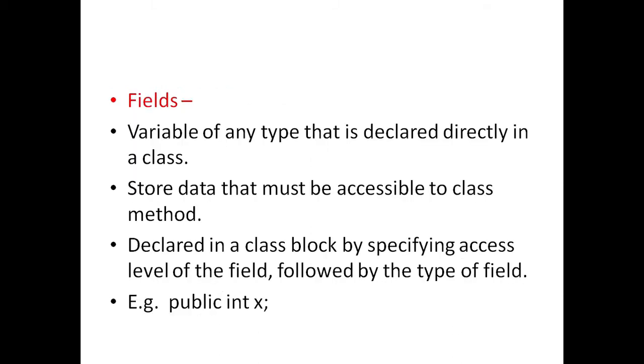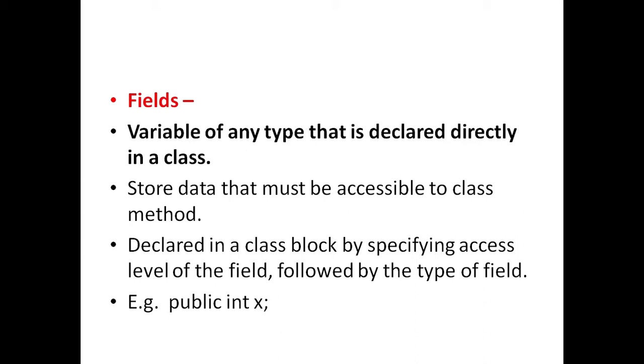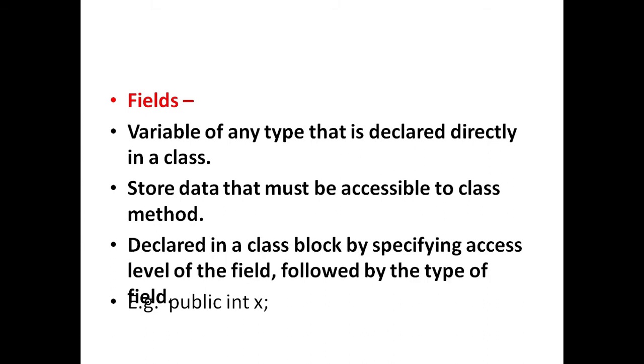Here, field. A field is a variable of any type that is declared directly in a class. Fields typically store the data that must be accessible to class methods. Fields are declared in the class by specifying the access level of the field followed by the type of the field. Example, public int x, where x is a variable of type int and its access specifier is public.